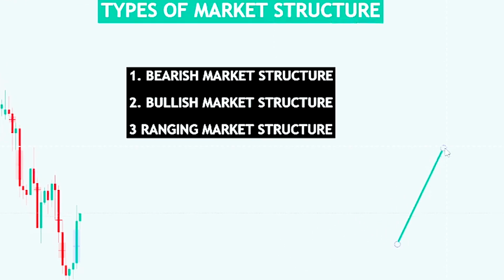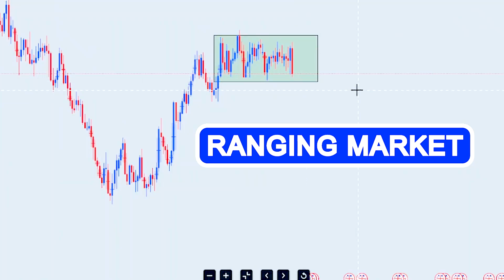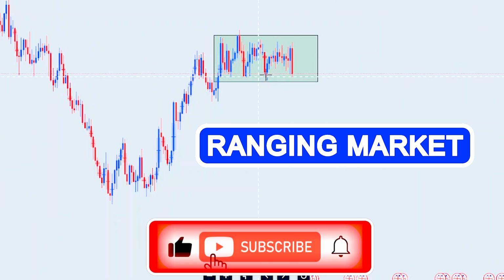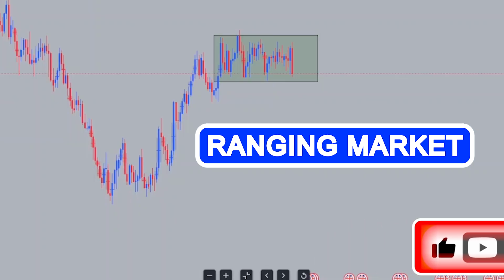So the third one on the list is the ranging market. The ranging market structure means that there is no specific direction. It is a type of market structure that lets the trader get information in the market that at this present moment, between the buyers and the sellers, no one is ruling the market. In a situation whereby the price action is not giving us a specific direction, the price action is just moving within a certain range.